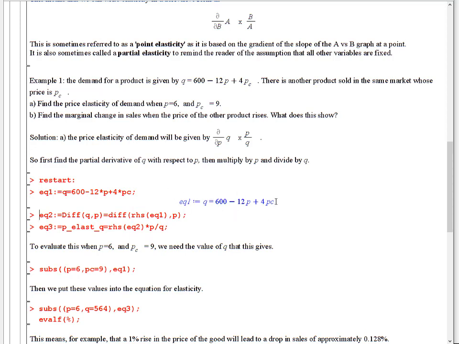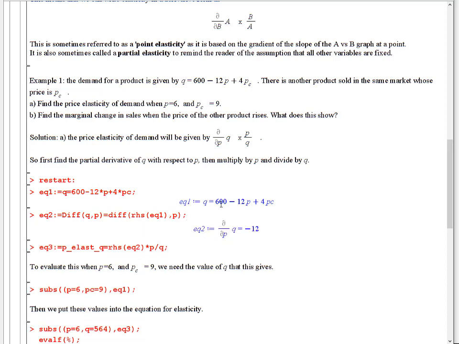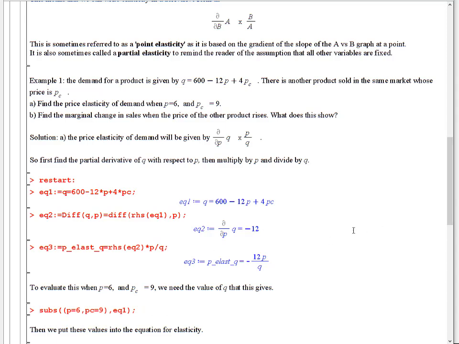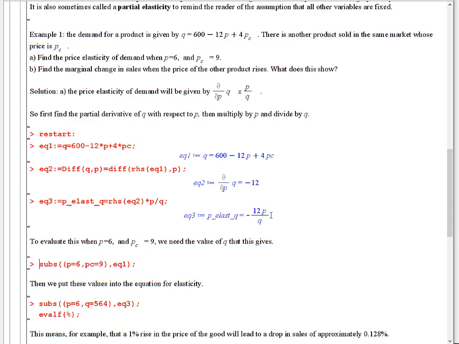There's equation 1. So that's telling you what Q is. Differentiate this partially with respect to P. So this is a constant, disappears. This gives you negative 12. This we're assuming is constant because we're partially differentiating, so we get minus 12. And then multiply this by P divided by Q. That's minus 12 times P divided by Q. So there's an equation for the elasticity.